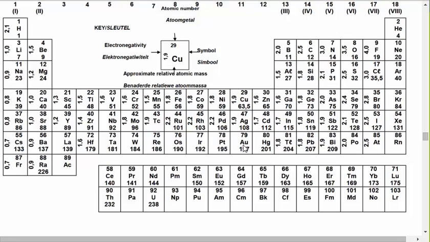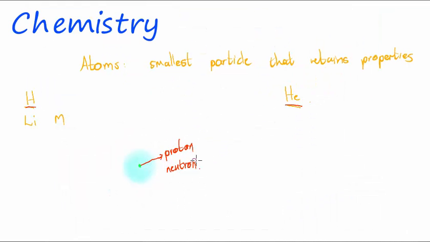Yes. If I wanted to change lead, Pb, into gold, I'd have to take away 1, 2, 3 protons. So I could literally make gold if I could take away protons. The only problem is I can't. As far as we know, it's not possible to take away protons. That is what makes the difference between the elements: the number of protons that they have. That's the only difference.